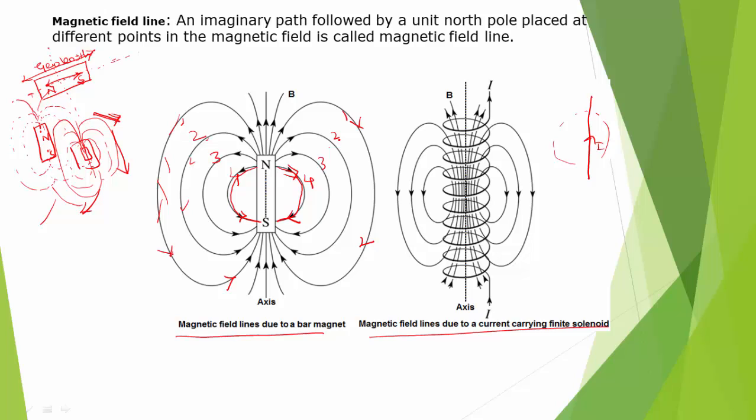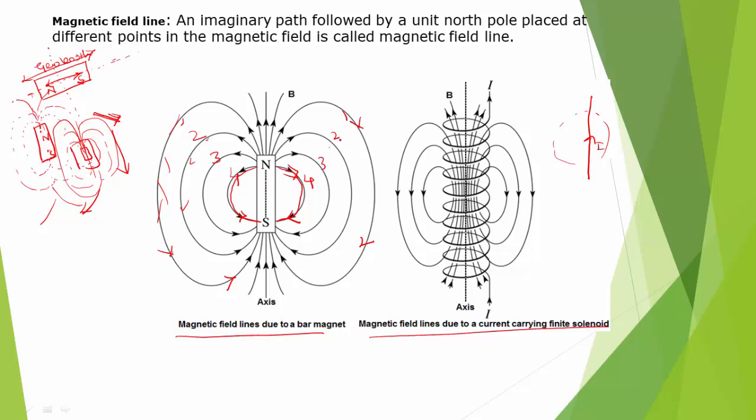The first property: a magnetic field line starts its journey from the north pole and reaches the south pole externally, and from the south pole to the north pole internally. The second property is a tangent drawn at any point on the magnetic field line. It represents the direction of the magnetic field. The third property is no two magnetic field lines intersect each other.